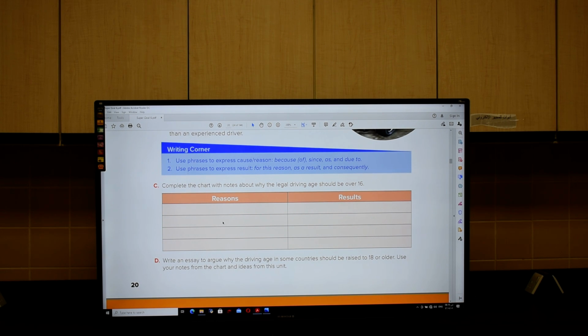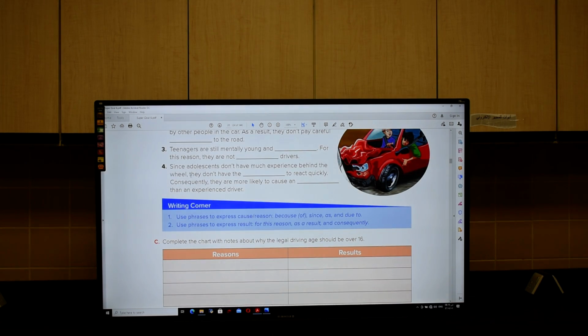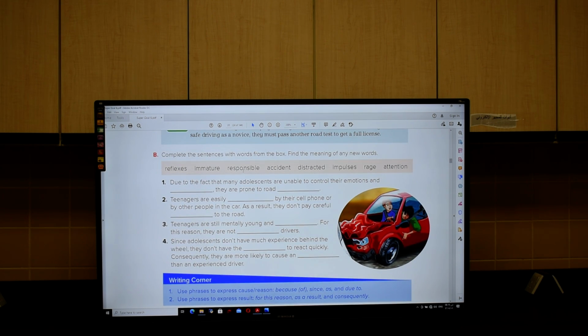We're using these phrases in order to express the cause. So for example, you say because of, or since, as in the example here. Since adolescents do not have much experience behind the wheel, they don't have, as we said, the attention to react quickly. That's great.